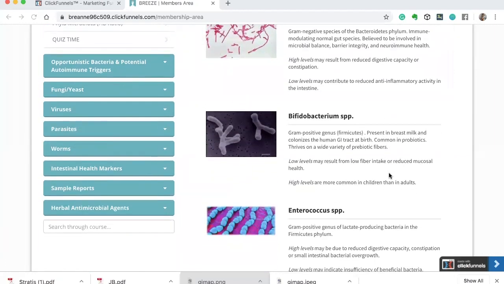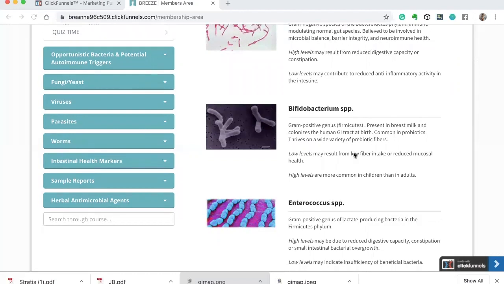Bifidobacterium is gram-positive, so it falls into the Firmicutes. It's present in breast milk, which is why we see higher levels more commonly in children than adults, and it also colonizes the GI tract at birth. It's common in probiotics and thrives on a wide variety of prebiotic fibers. So most often we're seeing bifido low. You can support with a bifido-containing probiotic, but also look at the prebiotic fibers to help fuel the development of this healthy commensal bacteria. You may also see an increased association between those who weren't breastfed or were born through C-section and having a lower level of bifidobacterium.